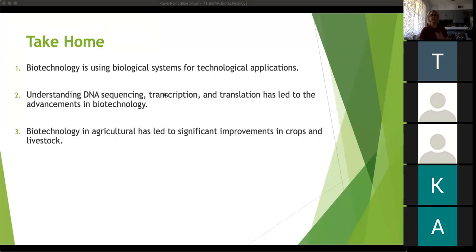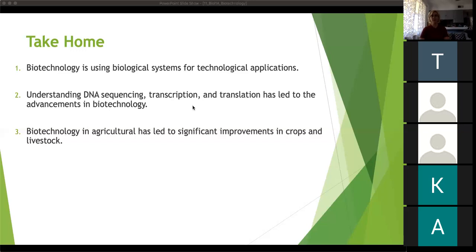Understanding DNA sequencing, transcription, and translation is really what led to these advances in biotechnology. Once we could sequence DNA, we could see, okay, this is how insulin is made. Let's make a copy of this, put it in a bacterium, and make a lot of insulin for people.